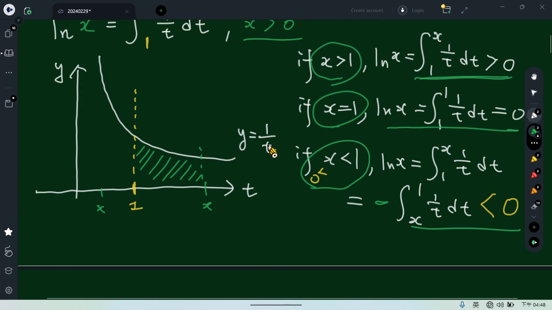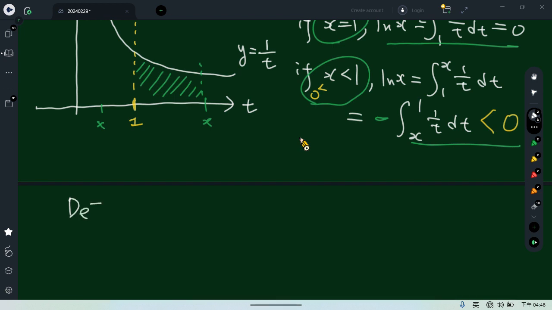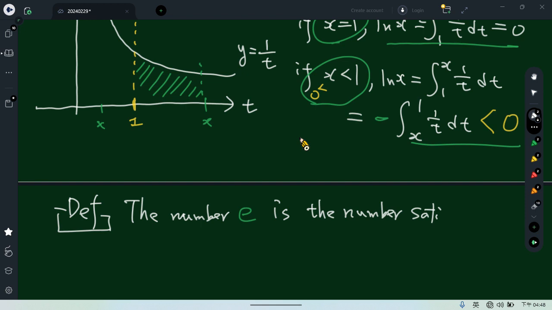So we will define what is E. The constant value, the number E, is the number satisfying ln E should be 1.